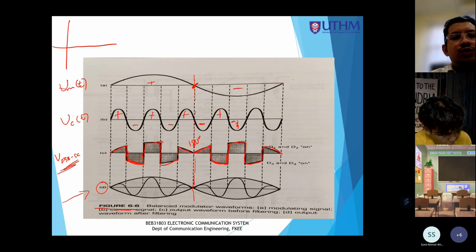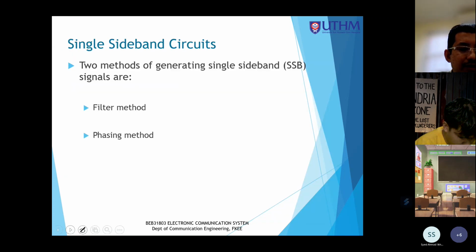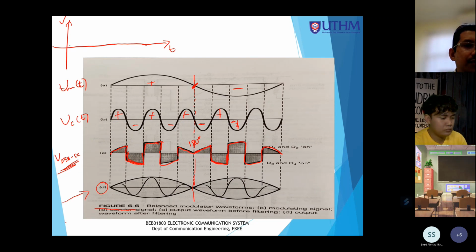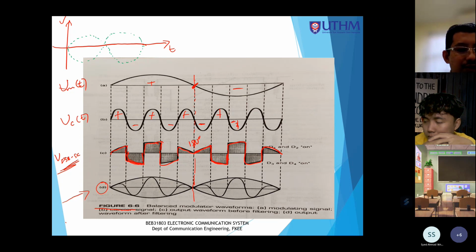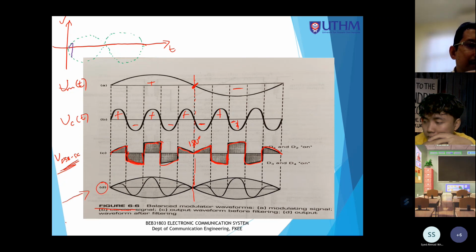Melukis waveform untuk double sideband suppressed carrier, apa yang you boleh buat adalah seperti ini. So you plot the axis V versus time, for example. Okay. Dan saya tunjukkan, so you can make a dotted lines sine wave, for example like this, and inverse sine wave like this, dotted line. Okay. And then you can draw the signal. Okay. So you draw the signal, for example like this.